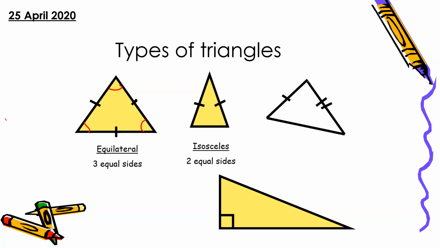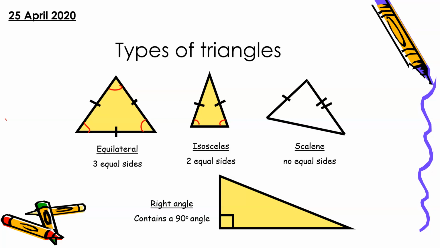Isosceles triangles have two equal sides, two equal angles at the base, and one line of symmetry through the middle. Scalene triangles have no sides of equal length, no equal angles, and no lines of symmetry. The other triangle is a right-angled triangle that contains a right angle. We can also describe each triangle by the type of angles it has on the inside, whether it's acute, obtuse, or whatever. So that sums up what we did last lesson.